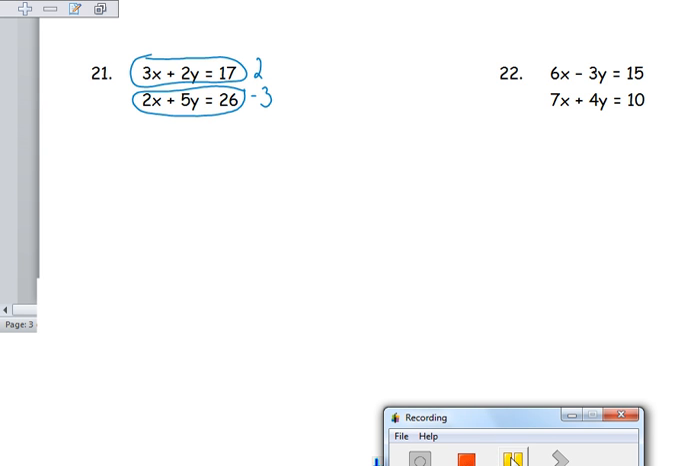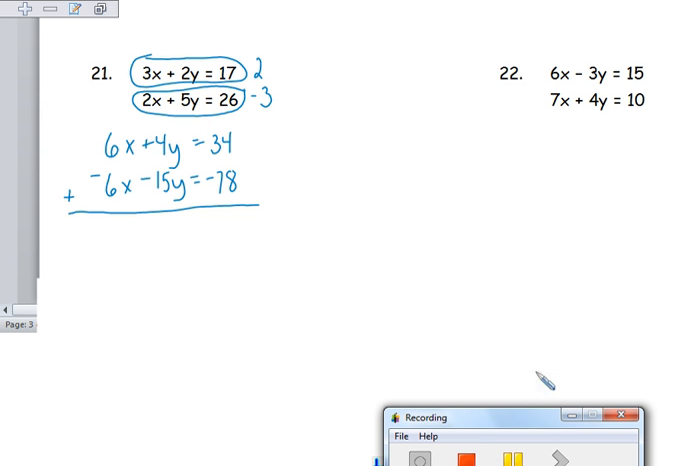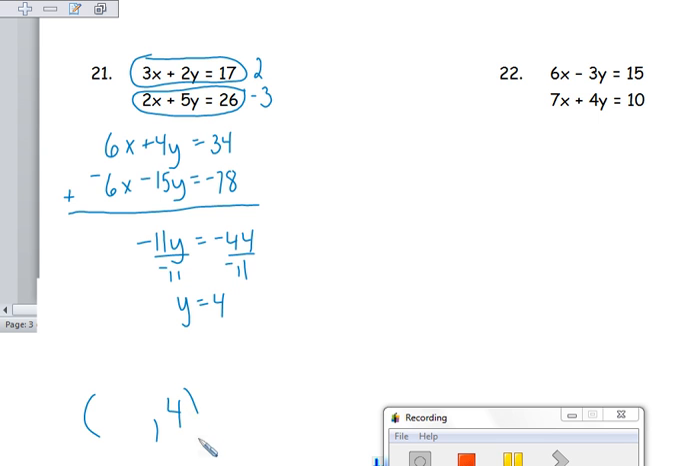So go ahead and figure out what your equations are. I got 6x plus 4y equals 34. And the bottom equation is negative 6x minus 15y equals negative 78. And now I have opposites, so I can add. So half of my answer is 4.